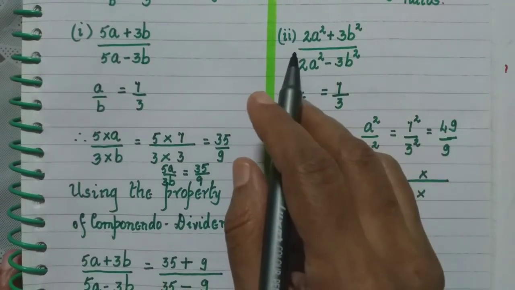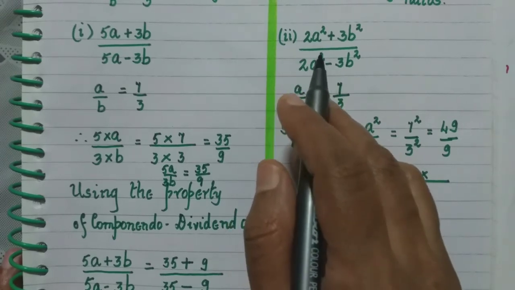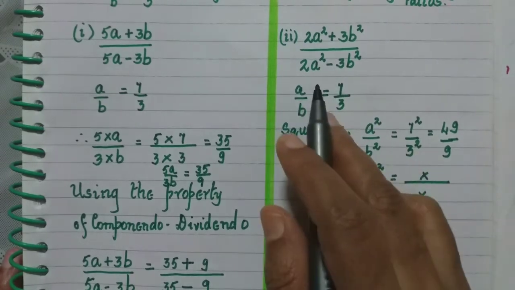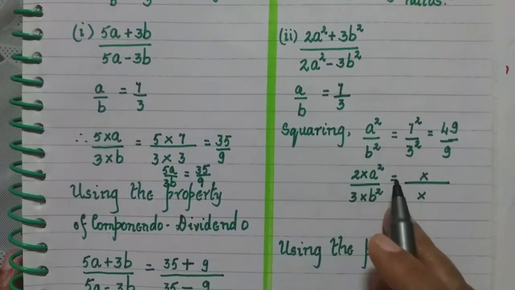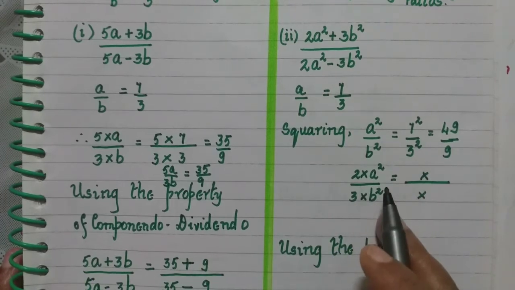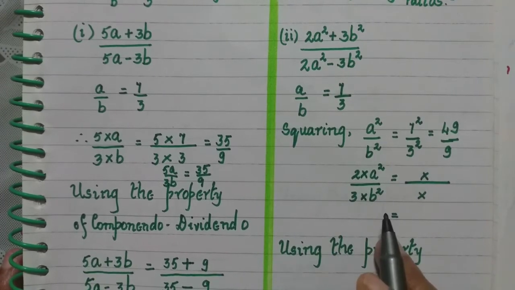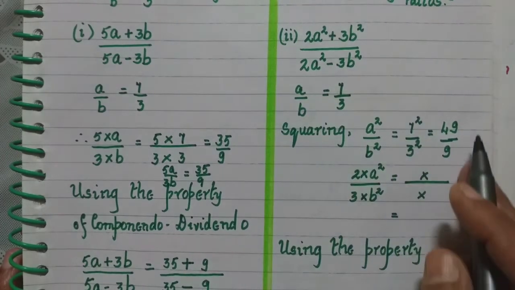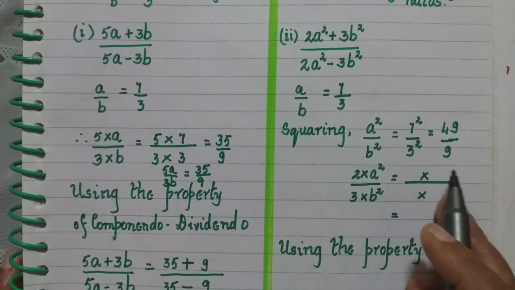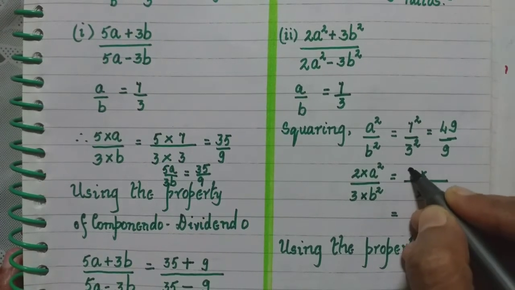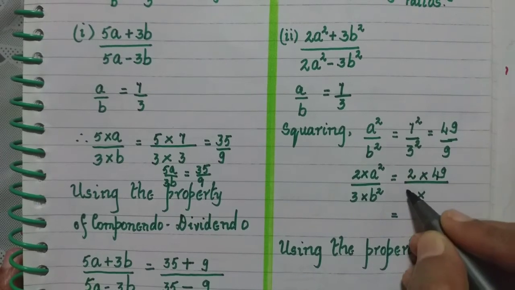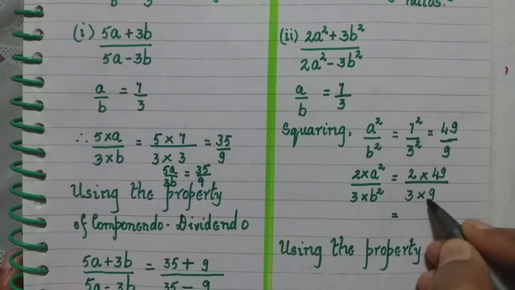Now look at the coefficient. I want the coefficient of a square as 2 and of b square as 3. So I have to find now 2a square upon 3b square. So I have to multiply a square by 2 and b square by 3. So here also I have to multiply the numerator by 2 and the denominator by 3. So this becomes 2 into 49 upon 3 into 9.